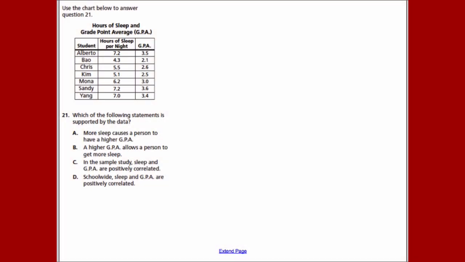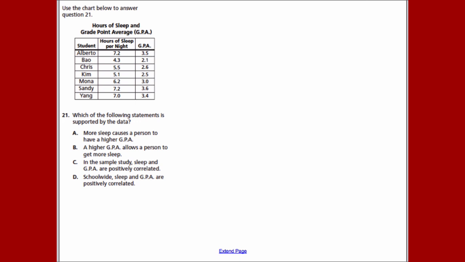Here's work on practice problems 21 through 25 of the MCA practice problems packet. Number 21 says use a chart below to answer question 21. Hours of sleep and grade point average. So they've got some students listed and then their hours of sleep per night and the GPA. Which of the following statements is supported by the data?